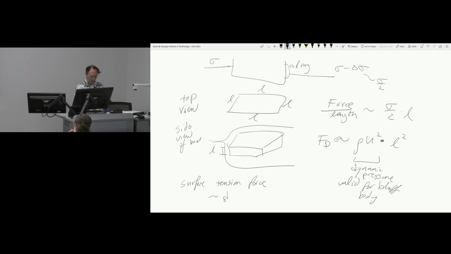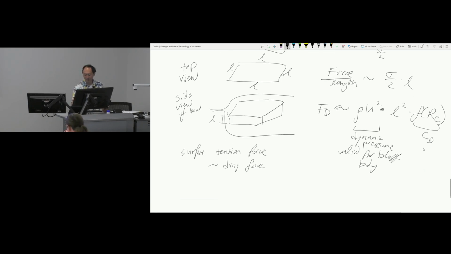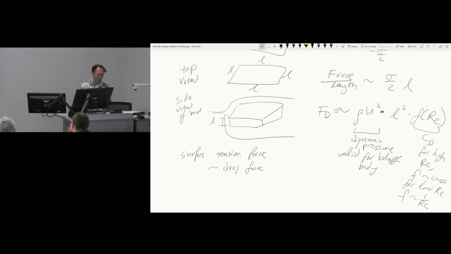Balanced by drag force. If you look in the literature, there's a coefficient called the drag coefficient. That's a function of Reynolds number, and for high Reynolds number, this function goes as a constant, and for low Reynolds number, which your boat is not, f goes as 1 over Reynolds number. But you can use this relationship and do a scaling argument to figure out the speed of your boat.